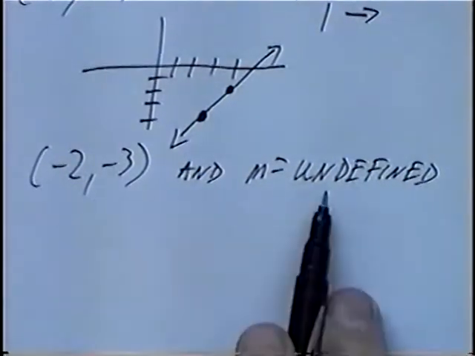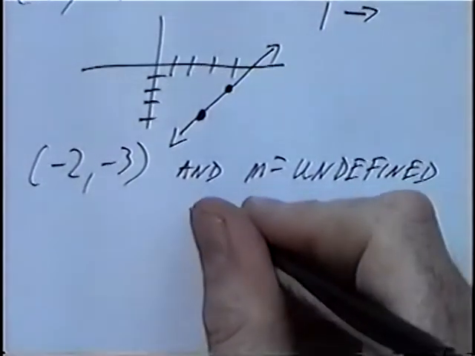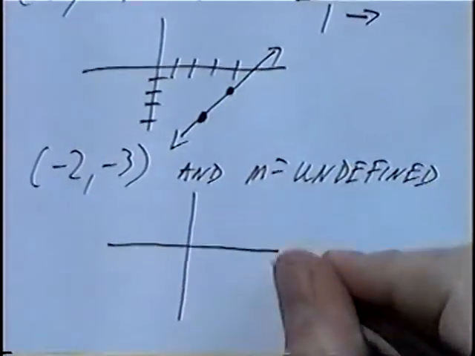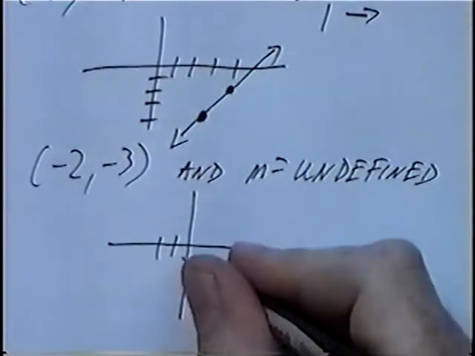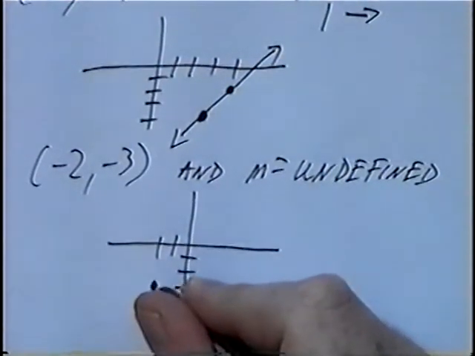Again, having a point and a slope, even if the slope is undefined, we can draw a graph for the question. Drawing the point -2 and -3.